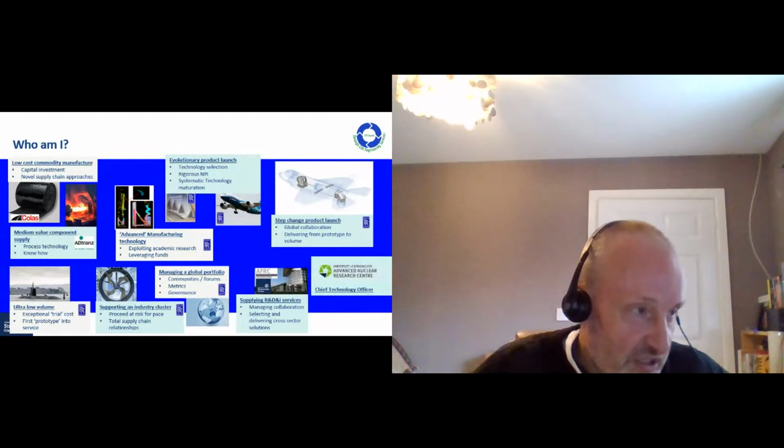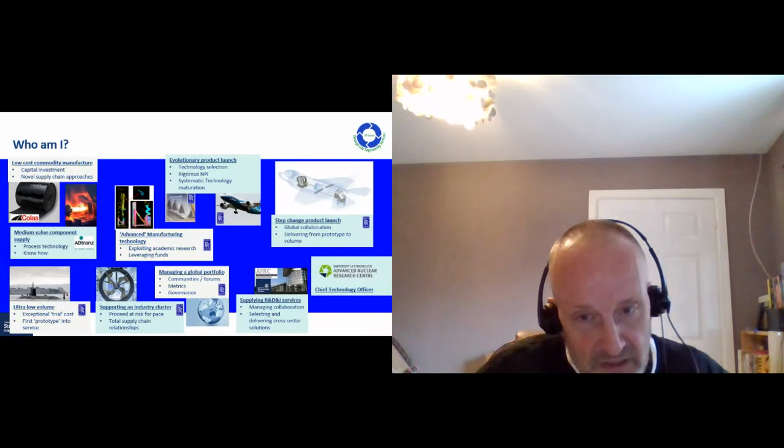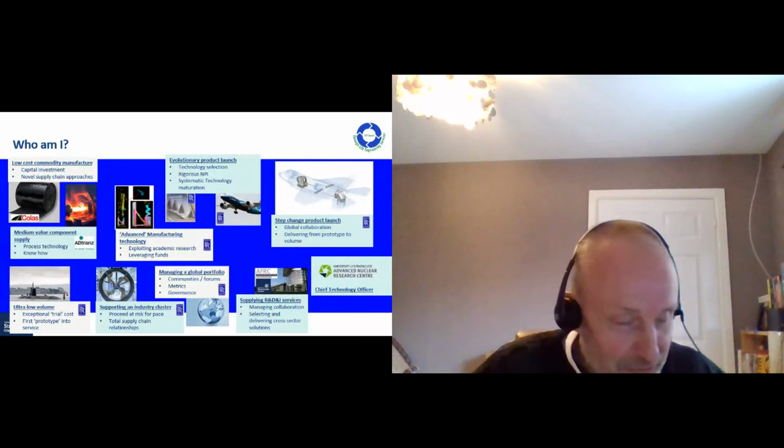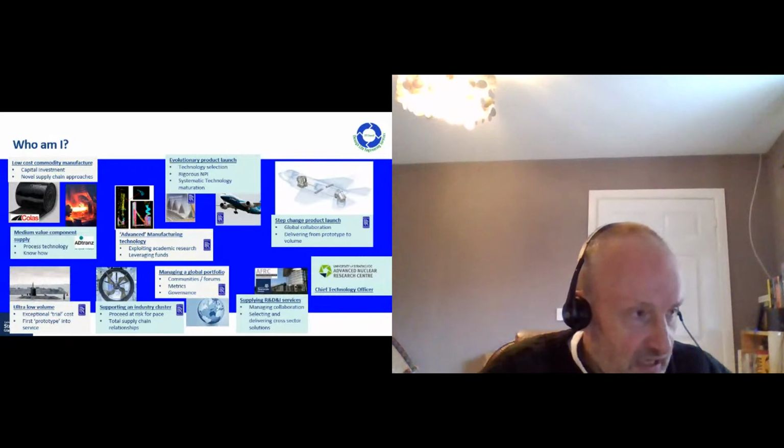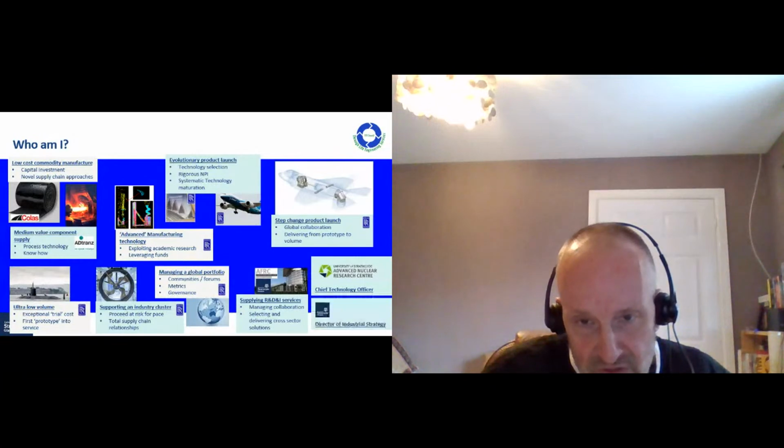I've recently taken on a new role in Strathclyde as Chief Technology Officer of the Advanced Nuclear Research Centre. And the ANRC, as we call it, is heavily embedded in asset management and life extension for nuclear plants, both in the UK and globally. So again, the TES model has significant relevance to that.